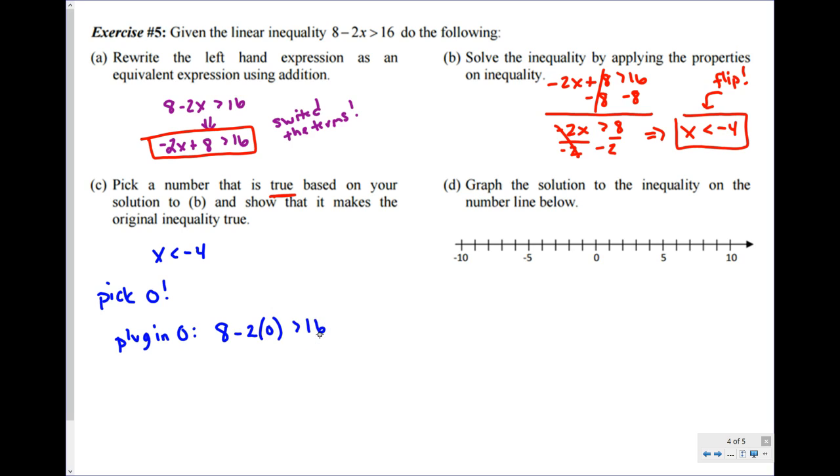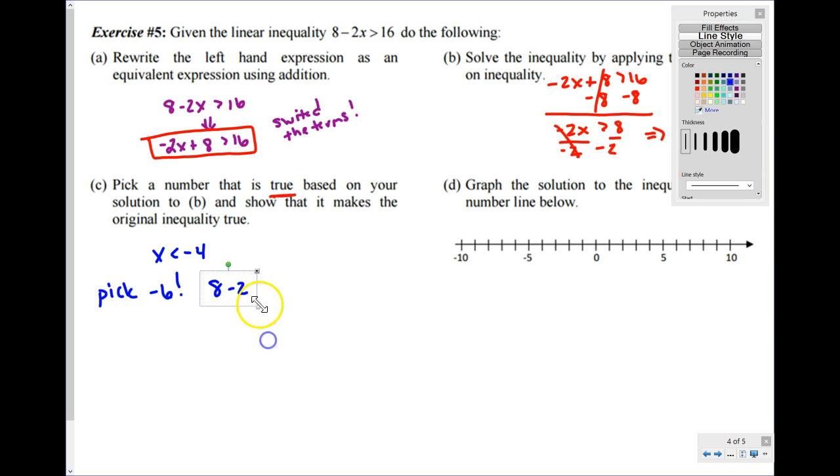Let's see if this works. Oh, I'm so sorry. I'm silly. 0 is not less than negative 4. How about let's pick negative 6. That's my bad. The 0 is actually greater than negative 4. So pick negative 6. So now I have 8 minus 2 times negative 6.